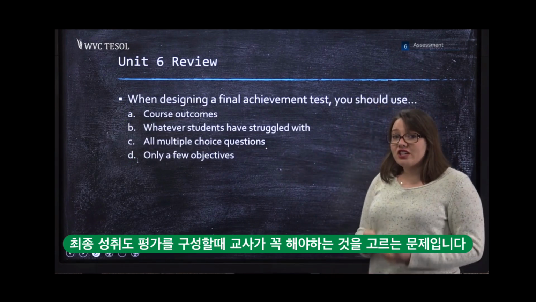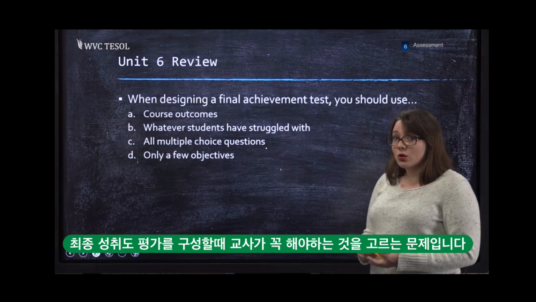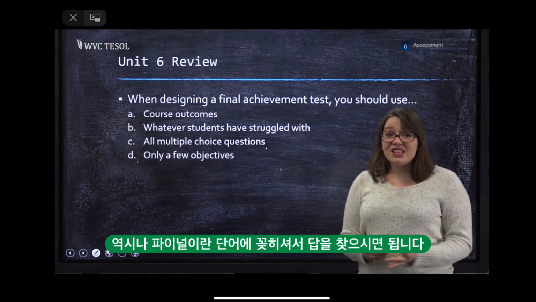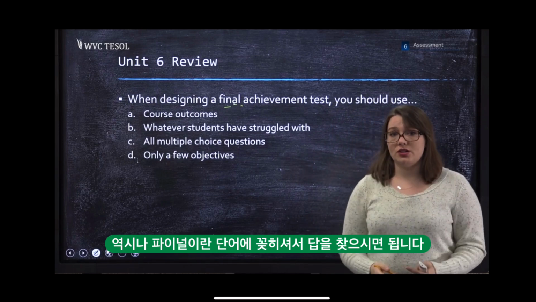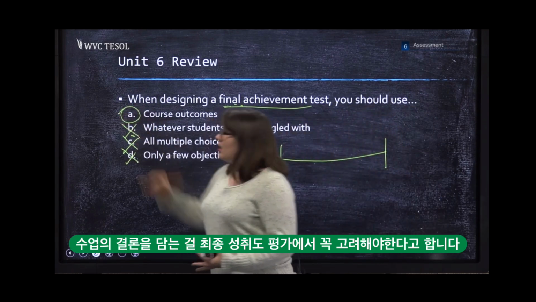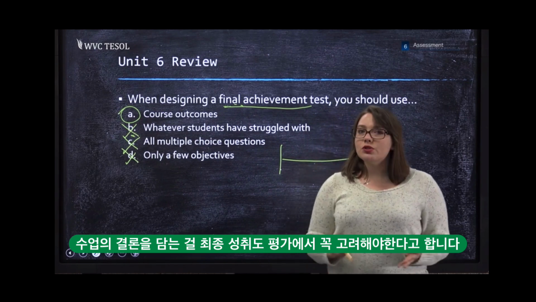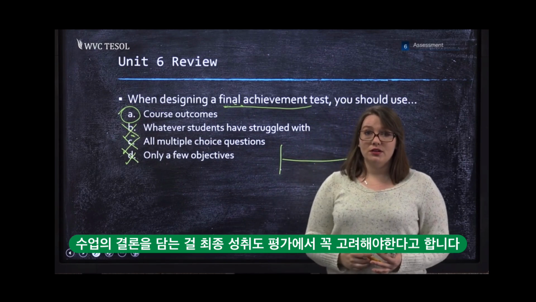When designing a final achievement test, you should use course outcomes. Final achievement test. It's in the word, final. This is what you do at the end of a unit or a quarter or semester. So your final achievement test is going to be based on the course outcomes. What are students supposed to know by the end of the quarter or semester?